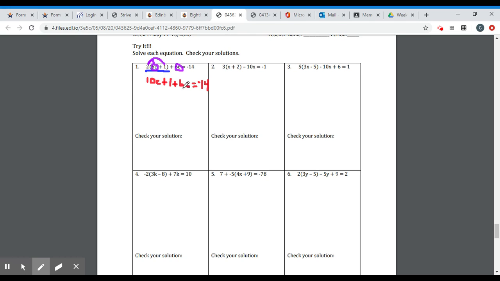So, okay, so now I have to combine my like terms. I have 10C and I have 6C. So what is 10 plus 6? Right, 16. So 16C plus 1 equals negative 14. So now I have done distributive property and I've combined like terms to now have my simplified equation, which is 16C plus 1 equals negative 14.